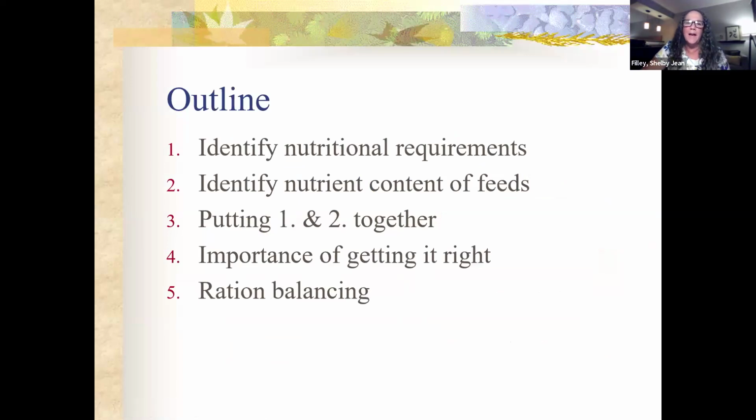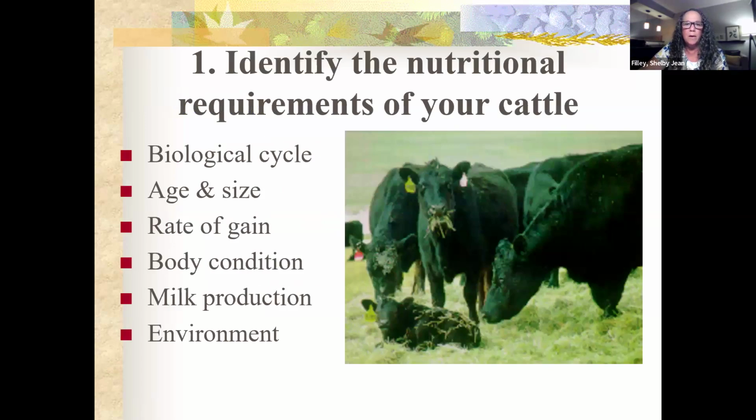So here's the outline. We're going to first identify the nutritional requirements of the animals, identify the nutrient contents of feeds, and then work on putting those together. And also the importance of getting it right, matching the requirements and the feeds, and then look at some ration balancing resources for us so that we can put those together.